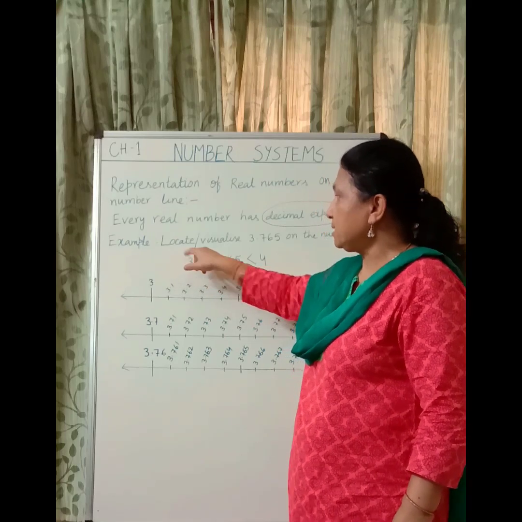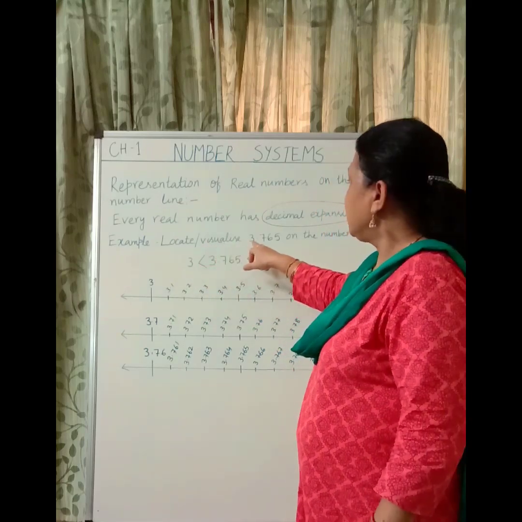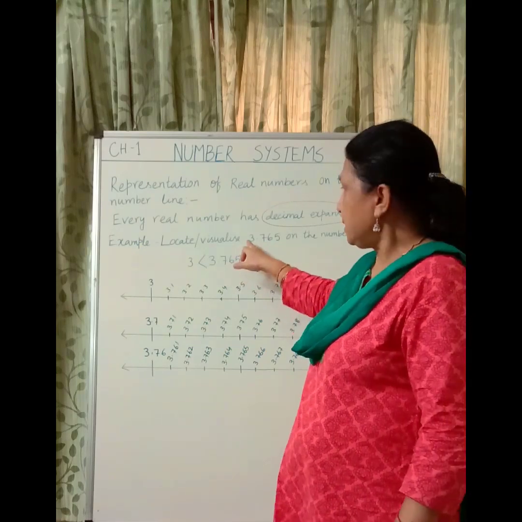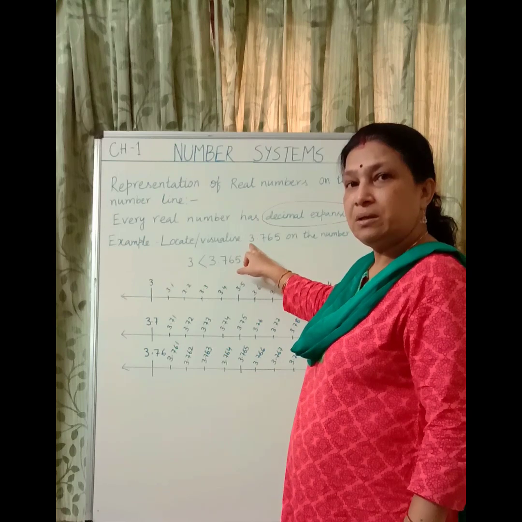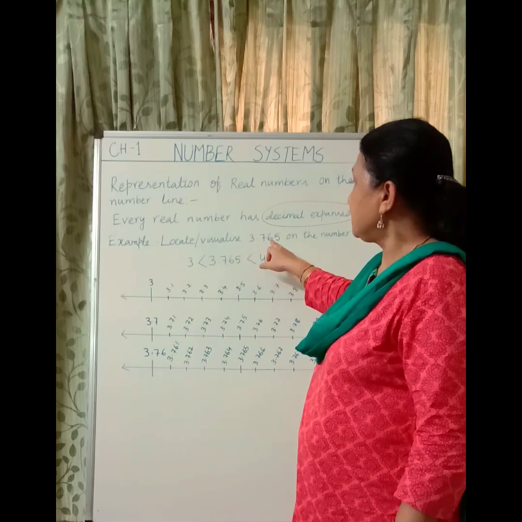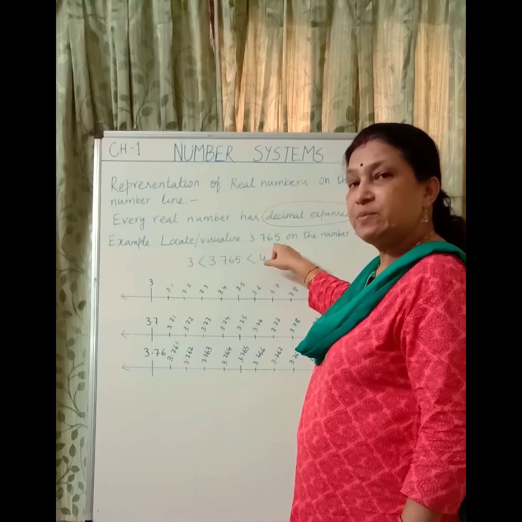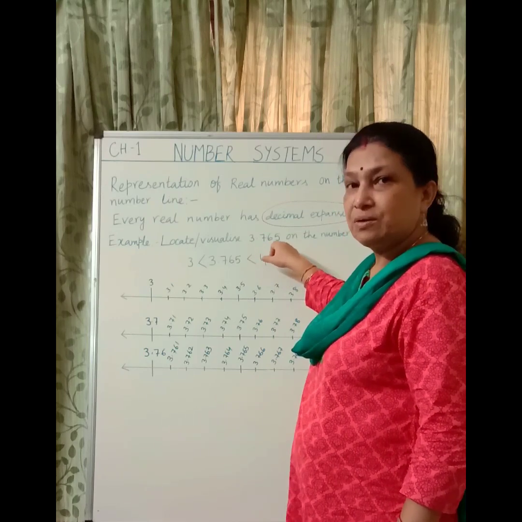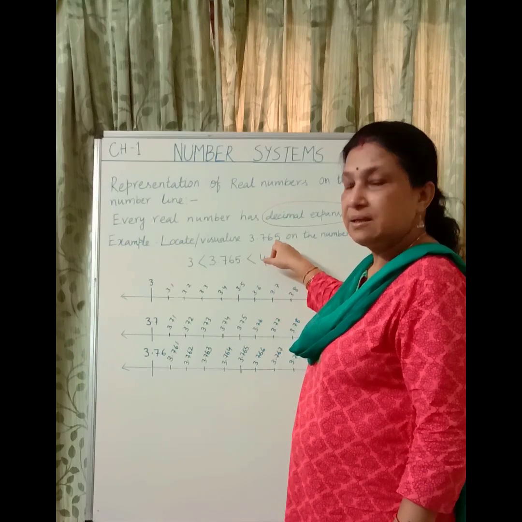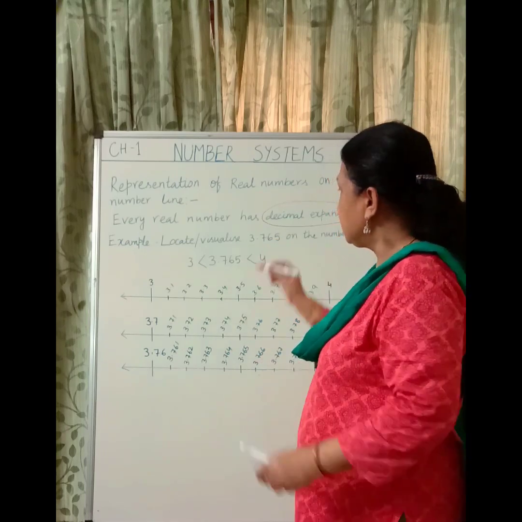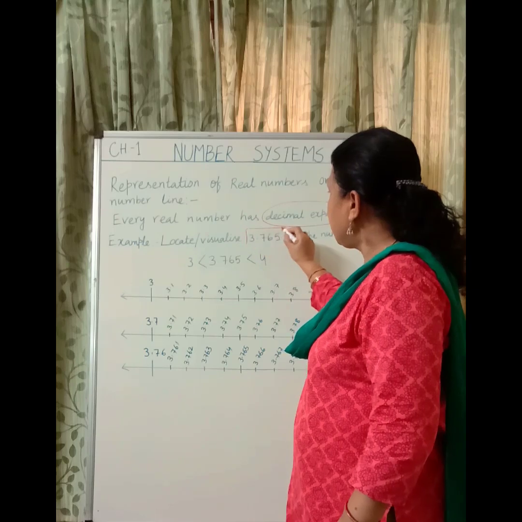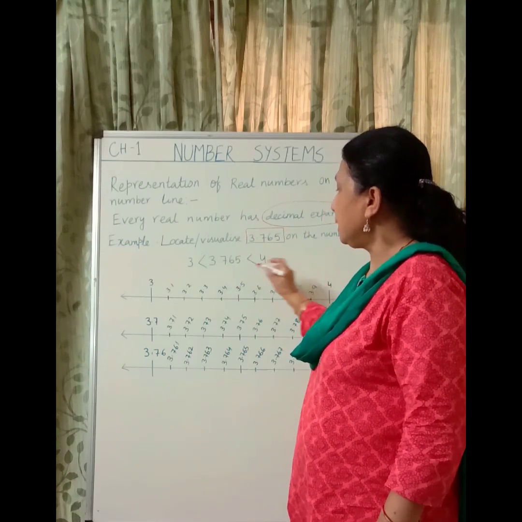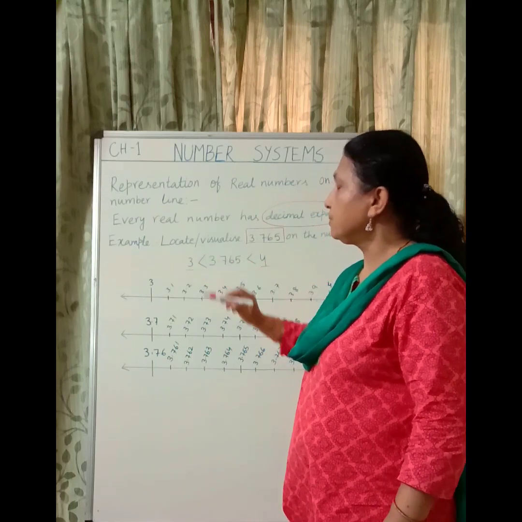Now as an example, I have taken one example. Locate or visualize 3.765 on the number line. You can see 3 is a whole number and 765 are after the decimal point, so they are the decimal expansion of this number. So how to locate this? We know that 3.765 is less than 4 and greater than 3.